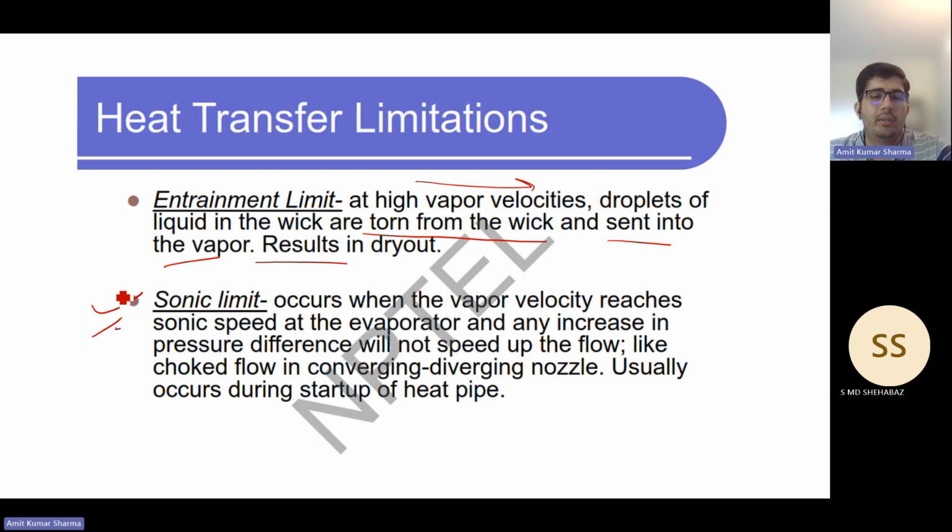Another is the sonic limit. It occurs when the vapor velocity reaches sonic speed at the evaporator, and any increase in the pressure difference will not speed up the flow. Like choke flow in a converging-diverging nozzle, it usually occurs during the startup of the heat pipe. So it is also a limit.